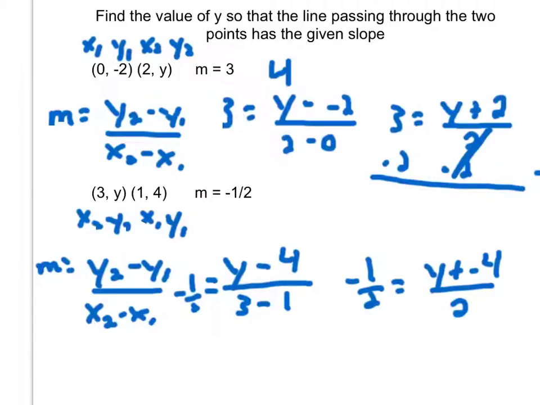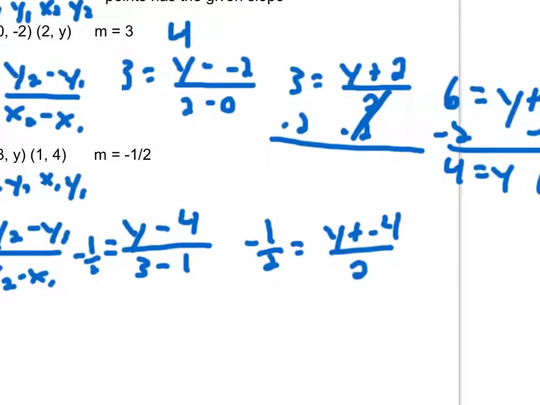Well, to get the top all by itself, which is what I need to do, I need to get rid of the bottom. So I'm going to get rid of the bottom by multiplying by 2 on both sides. And that cancels out the bottom here. Cancels out dividing by 2. Well, the same thing kind of happens over here. I had it divided by 2, and multiplying by 2 cancels out. Leaves me with just negative 1. Or you can think of that as negative 1/2 times 2 is negative 1.